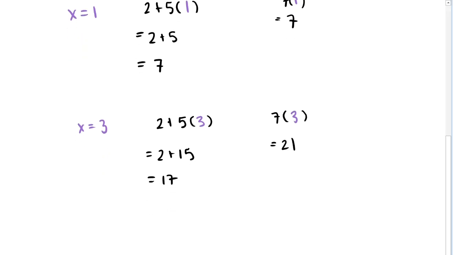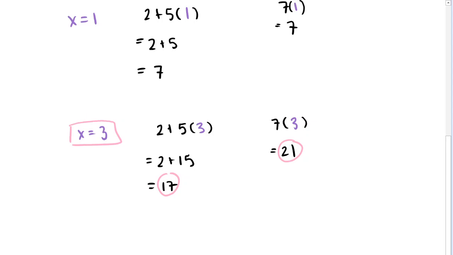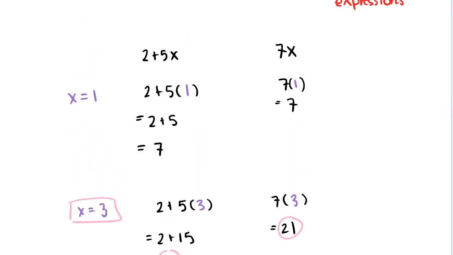And 21 is not the same value as 17, even though we plugged in the same x is equal to 3 in both expressions. So what this is telling us is that these are not equivalent. If we could even find one example where they don't give us the same result, the two expressions are not equivalent.